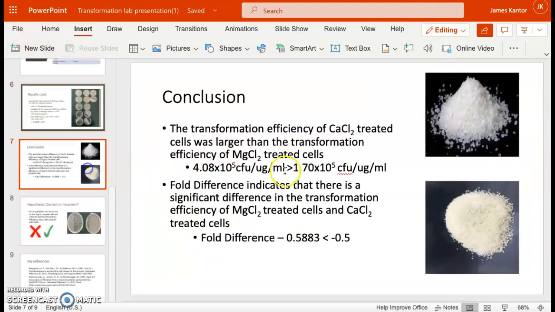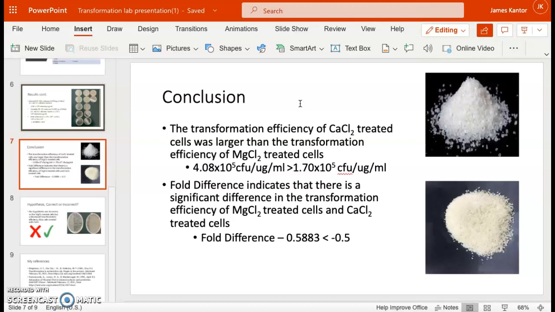All right, so a conclusion that can be made about our data was that the transformation efficiency of the calcium chloride treated cells was quite a bit larger than the transformation efficiency of the magnesium chloride treated cells, as the transformation efficiency for the CaCl2 was 4.08 times 10 to the fifth colonies per microgram per milliliter, and the magnesium chloride treated cells was 1.70 times 10 to the fifth colonies per microgram per milliliter.